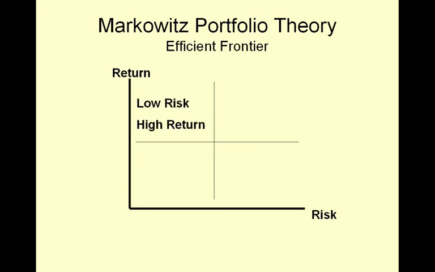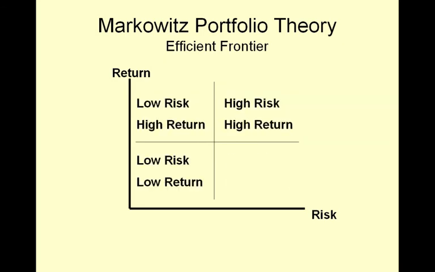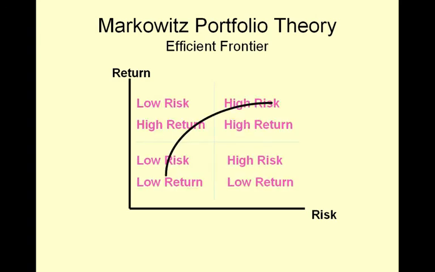The efficient frontier travels from portfolios that are characterized by low risk and low return, through those that are characterized by low risk and high return, to those that are characterized by high risk and high return. So the efficient frontier includes some really low risk, low return portfolios, some really high risk, high return portfolios, and then portfolios that are in this ideal quadrant, which is low risk, high return.